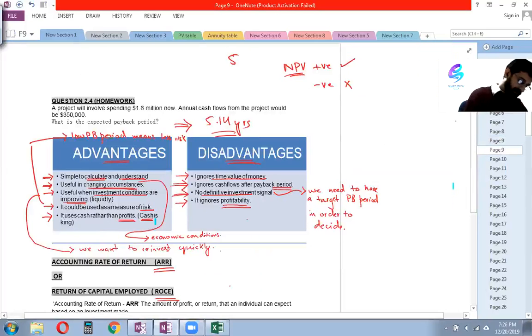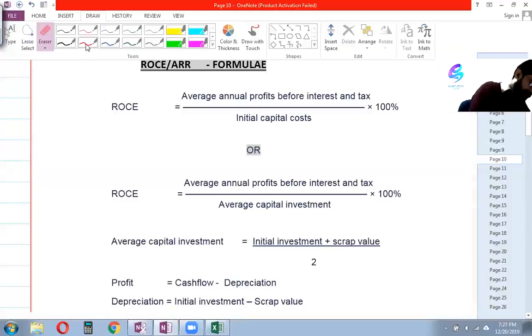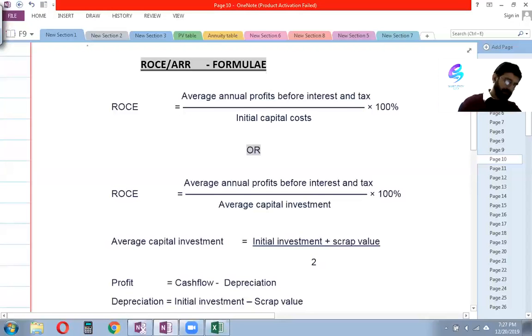Now, on the next page, if you can see, there are a few formulas. And as we said, ARR can be on the basis of initial capital cost, and it can be on the basis of average capital employed, right? So we are actually given two formulas here, right?